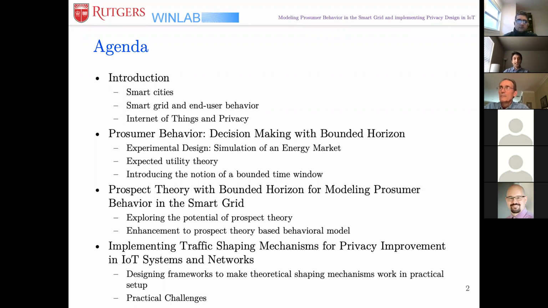Next, I will present modeling prosumer behavior using prospect theory and how we can enhance its performance. In the final part, I will present implementing traffic shaping mechanisms in a practical setup in which the mechanisms aim to improve privacy in IoT systems and networks. And I'll explain the design frameworks for utilizing these shapers in real-world scenarios, and also outline some technical challenges.